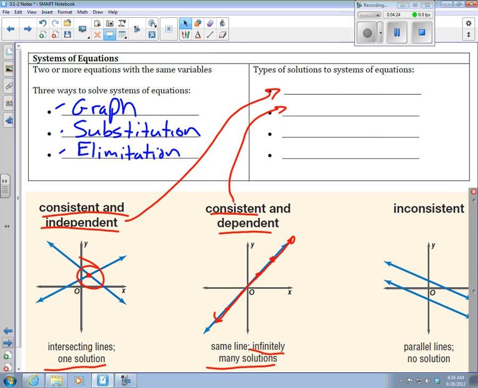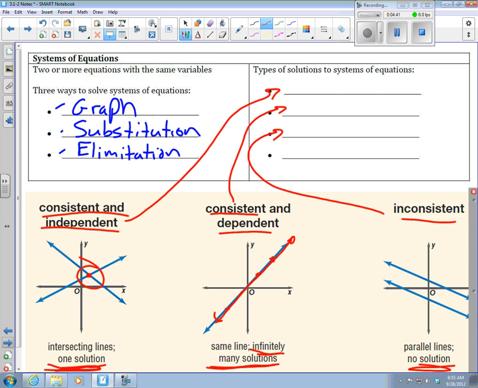And then you have this, parallel lines, but they don't intersect. This is inconsistent, meaning they don't intersect, so they have no solutions. So you have a choice. There's either going to be one solution, infinitely many solutions that are the same line, or just two parallel lines where you have no solution.